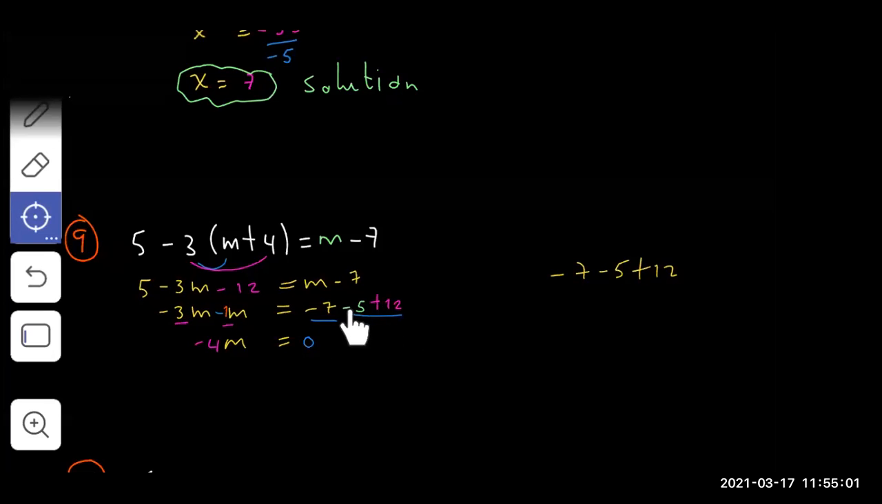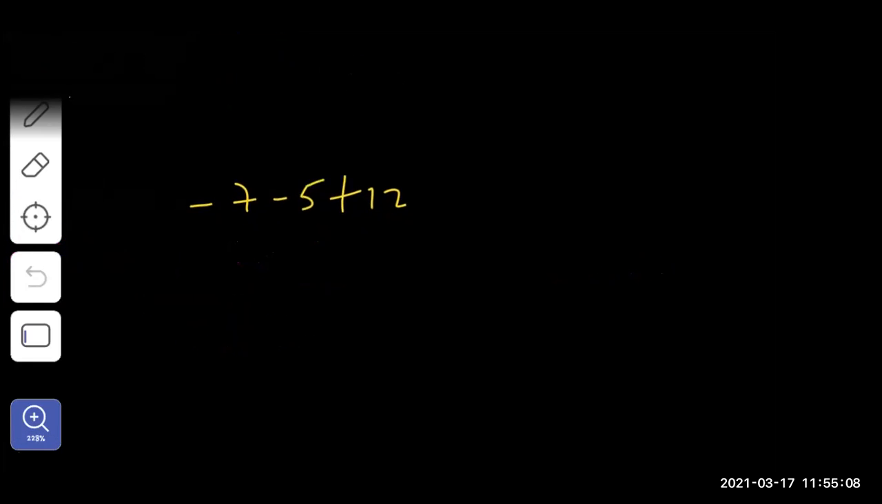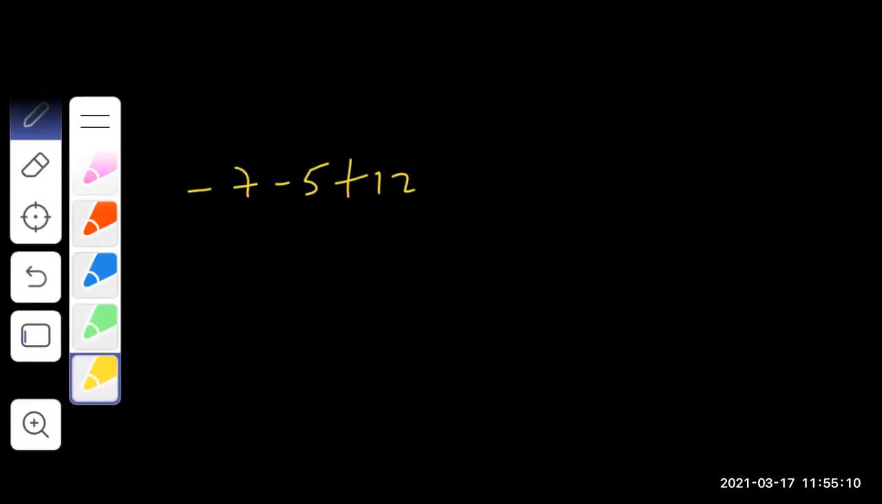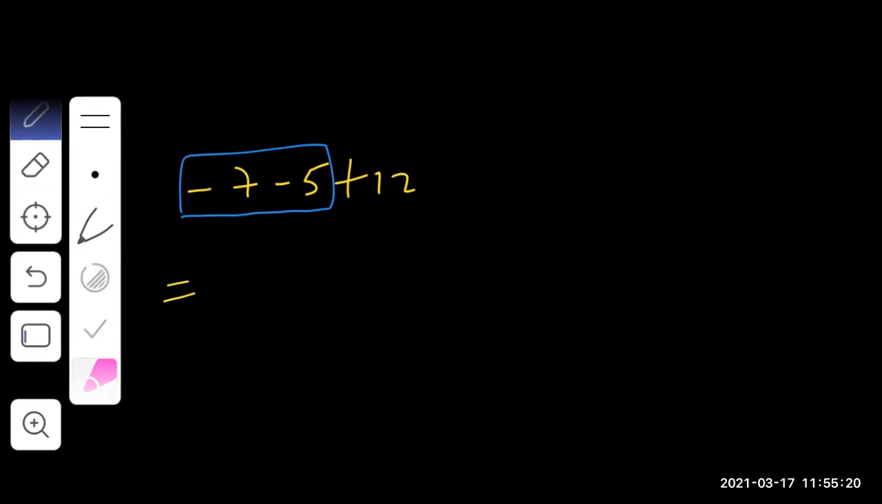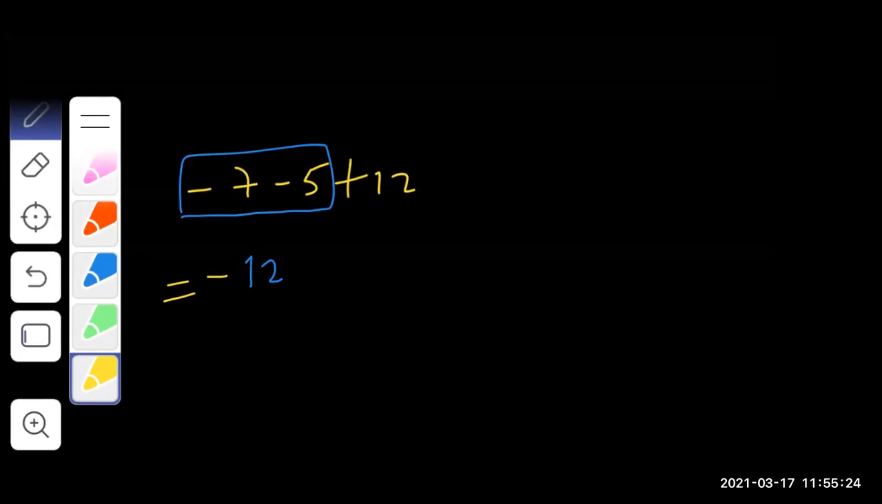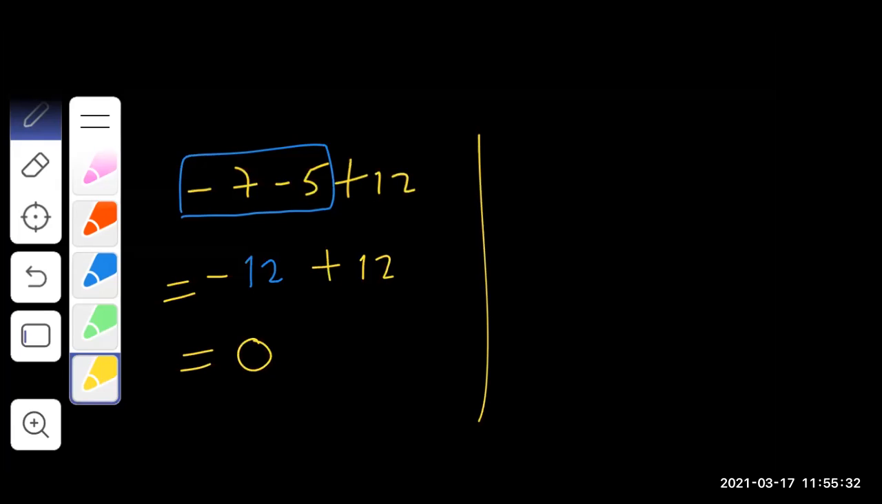This addition, guys, you can do in a different order. Take a look. I have negative 7, negative 5, and plus 12. If you want to solve this first, no problem. Negative 7 plus negative 5, we have the same sign, so we copy the sign and we add the numbers. 7 and 5 is 12, negative 12, and then the other 12. What is negative 12 plus 12? 0.